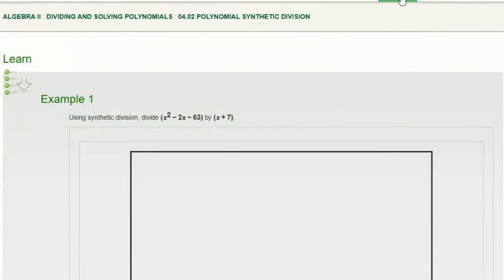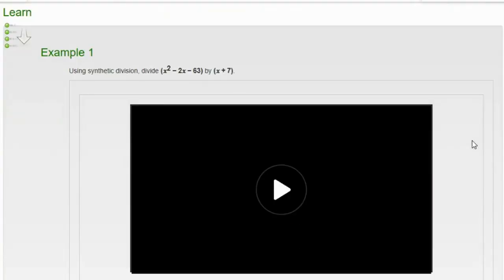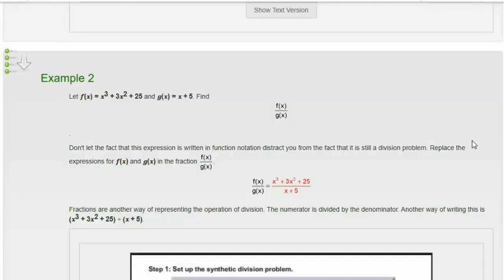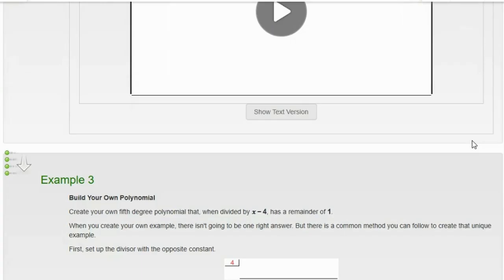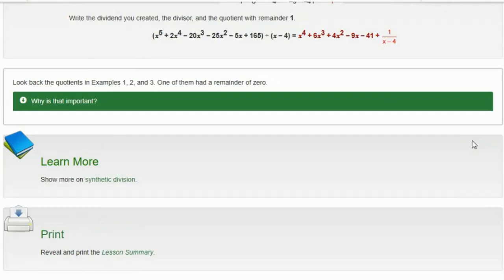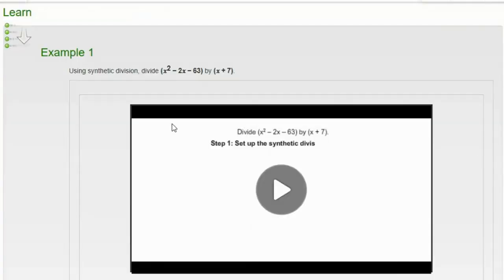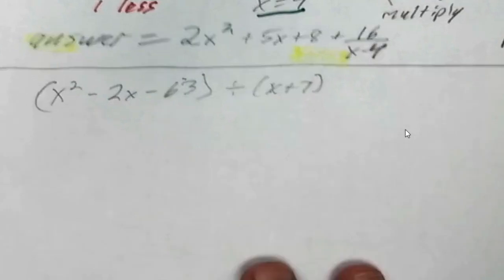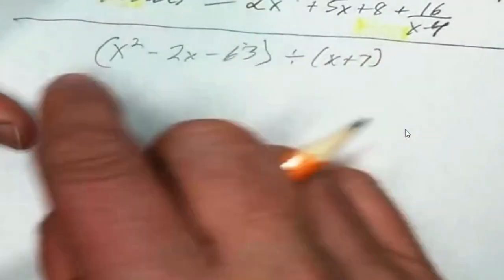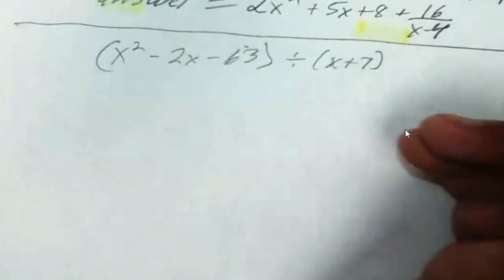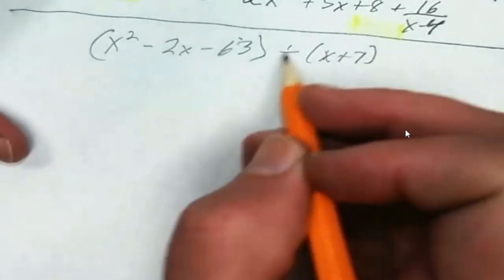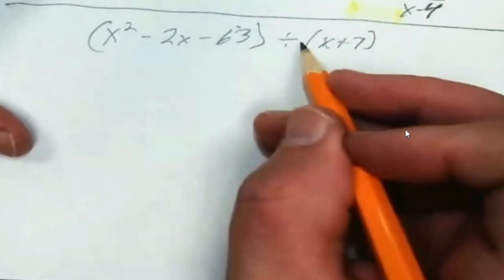Notice this is not a long lesson. They have a video and another example and a third example and the lesson summary. So let's do this on paper and then we'll watch the video. We're dividing this into that, however you write that. Maybe I'm supposed to have these on the other side with this symbol. But anyway, we're dividing this into that.